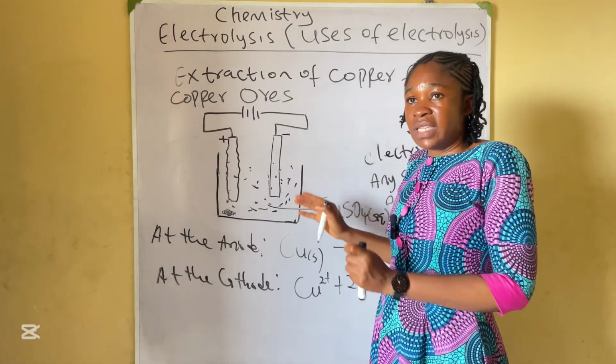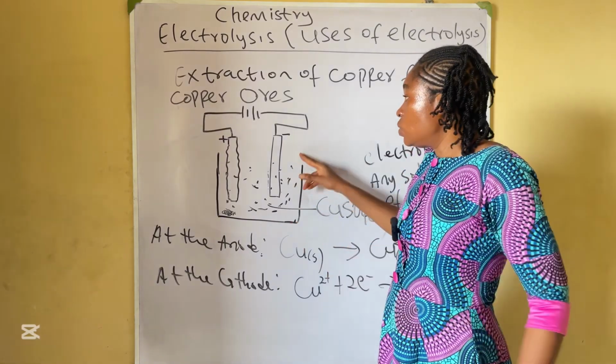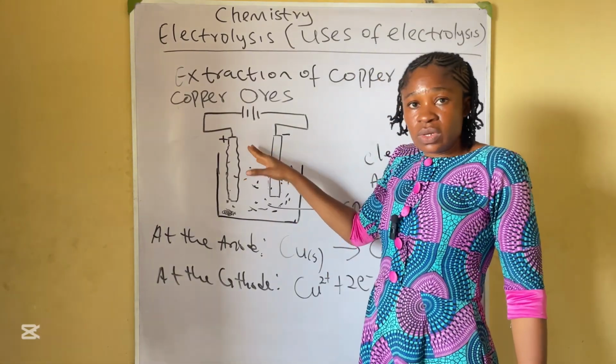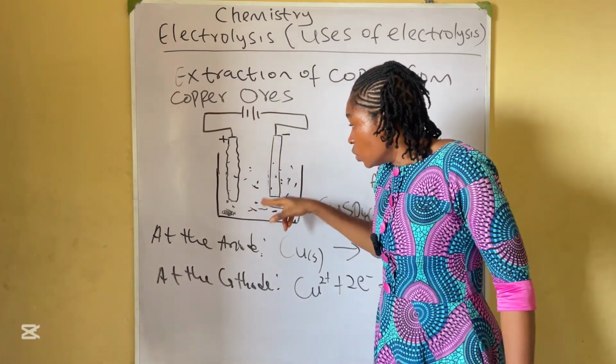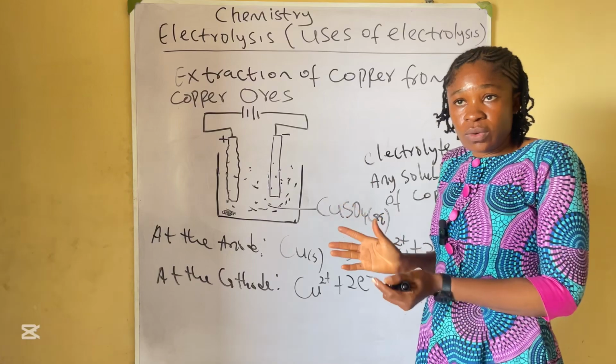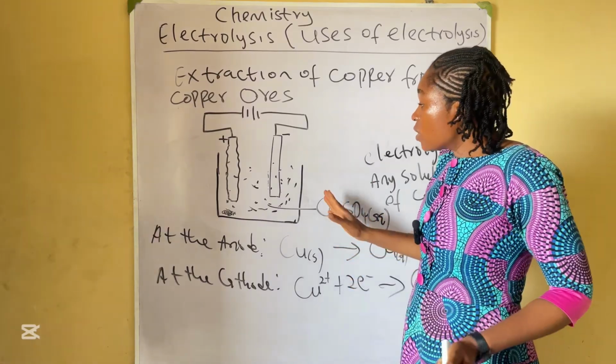Take note of that, very important. The size of the cathode will increase at the end of the reaction, while the size of the anode is going to decrease. So what happens to the solution? Copper(II) ion is blue in color. So what contributes to that color?